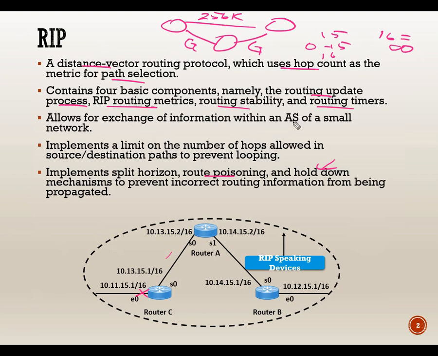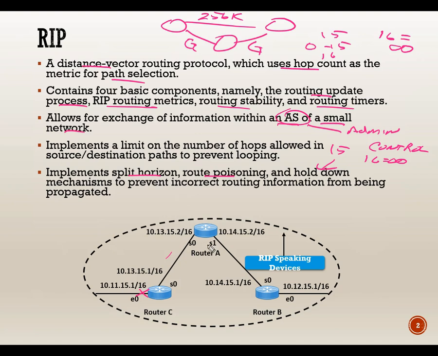RIP is used to exchange information within an autonomous system of a small network. An autonomous system is one that's under a single administrative control. So we would own our local network, we would have access to all the resources and be able to configure them. There is a limit on the number of hops allowed between source and destination paths, 15, and again 16 is equal to infinity, which means that we're not going to get there anymore.